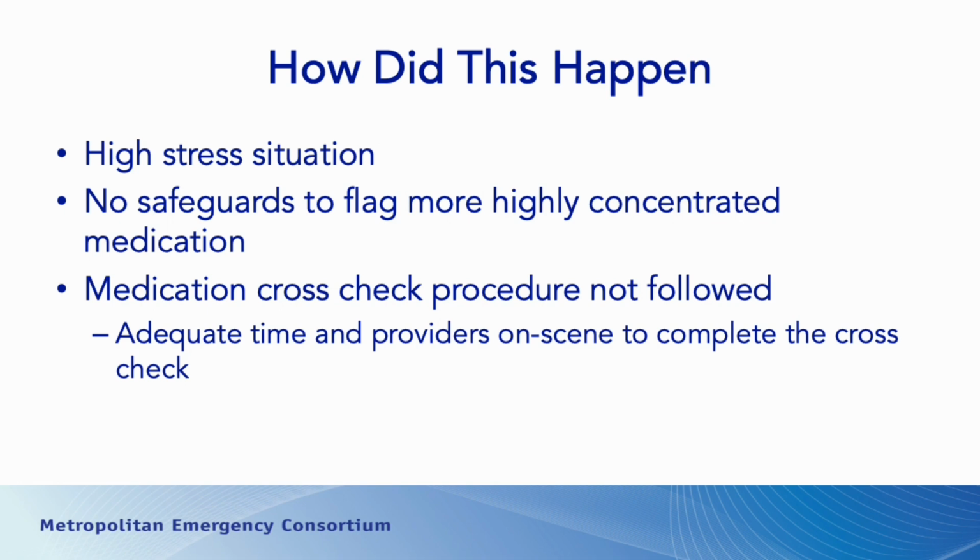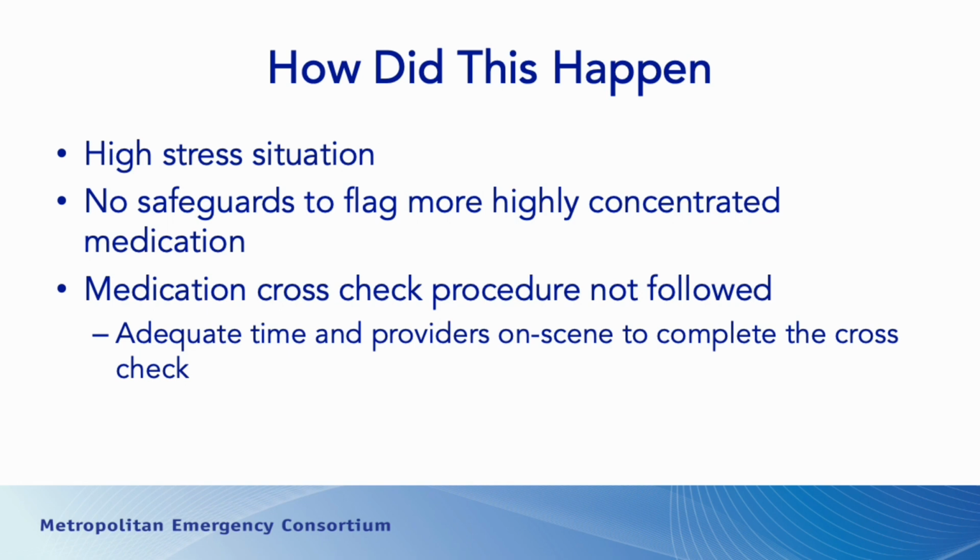And the other part is they did not follow the medication cross-check procedure, even though there was adequate time. Yes, the patient needed an urgent airway, but they had the 60 seconds it takes to do a cross-check. And there were an adequate number of providers on scene to complete the cross-check. So it was an engine company and the medic crew with, I believe, 5 providers on scene. So there was enough staffing available to take the extra time to correctly identify the correct dose and concentration of medication.